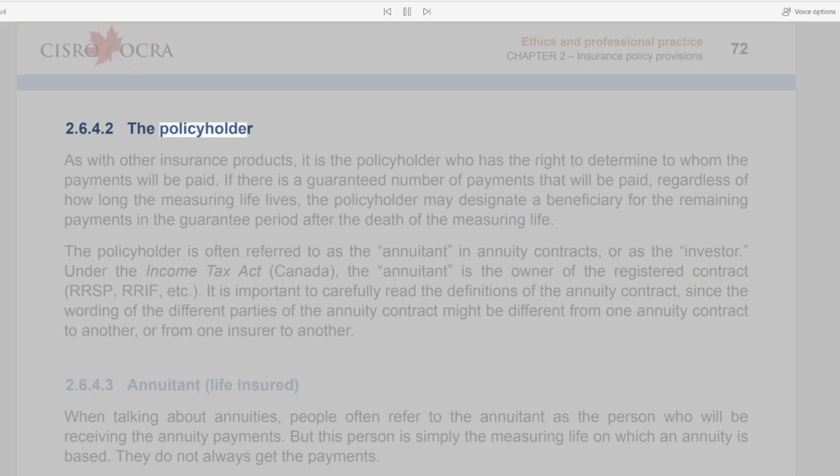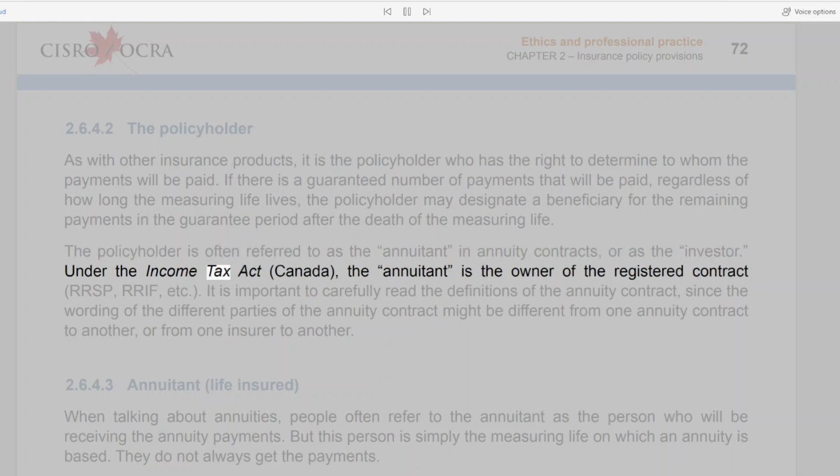2.6.2 The policyholder. As with other insurance products, it is the policyholder who has the right to determine to whom the payments will be paid. If there is a guaranteed number of payments that will be paid, regardless of how long the measuring life lives, the policyholder may designate a beneficiary for the remaining payments in the guarantee period after the death of the measuring life. The policyholder is often referred to as the annuitant in annuity contracts, or as the investor.